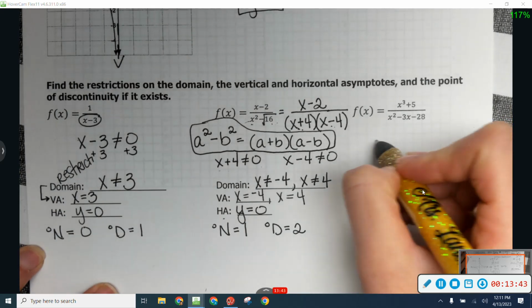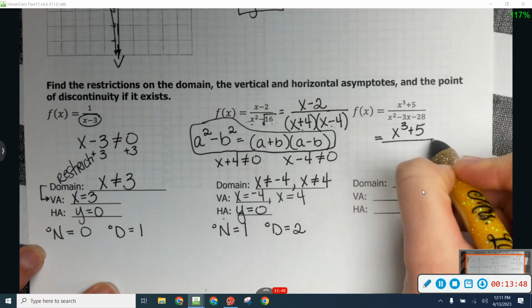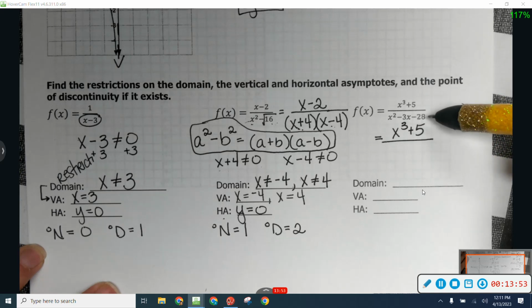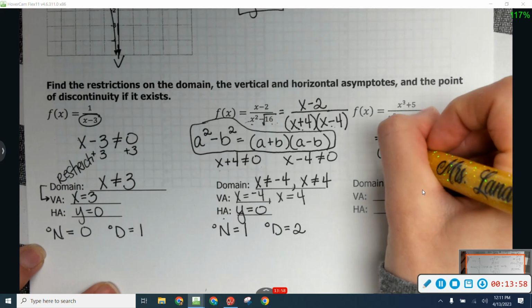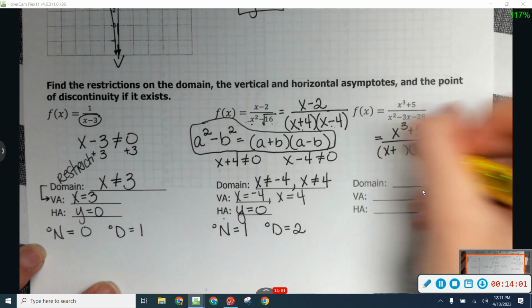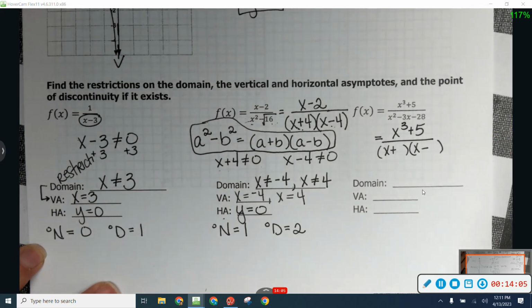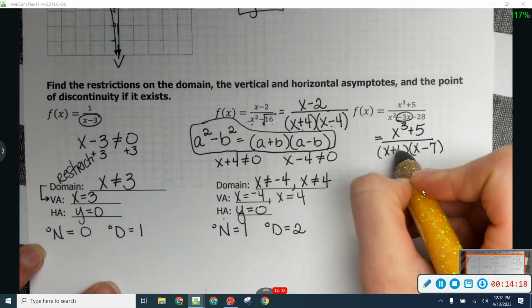So remember that when you factor a trinomial, you take factors of your last term to give you your middle. Okay, well that 28 is negative, so that means they're going to be opposite signs. Hopefully y'all remember that. Okay, what factors of 28 are going to give me a 3? 7 and 4. Remember when they're opposite signs, the larger factor takes the sign of the middle. That middle sign is negative, so my 7 is negative, my 4 is positive.